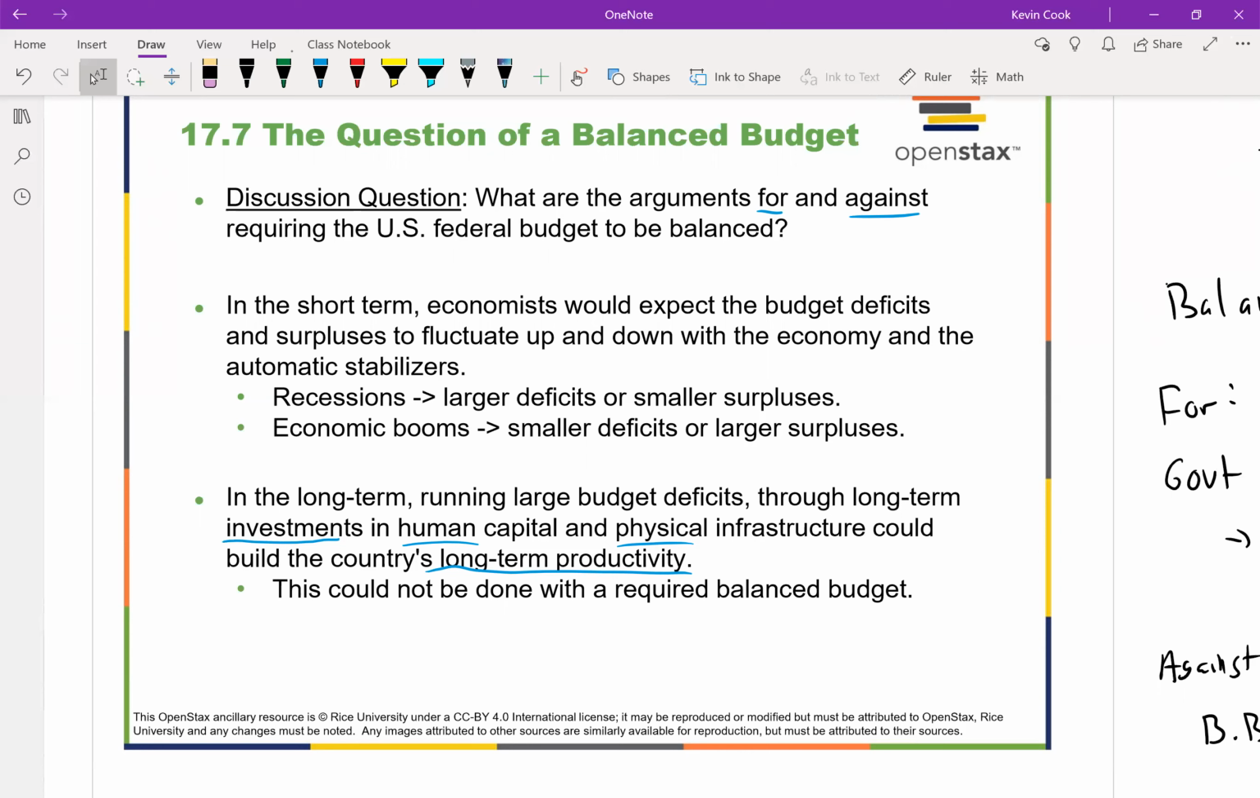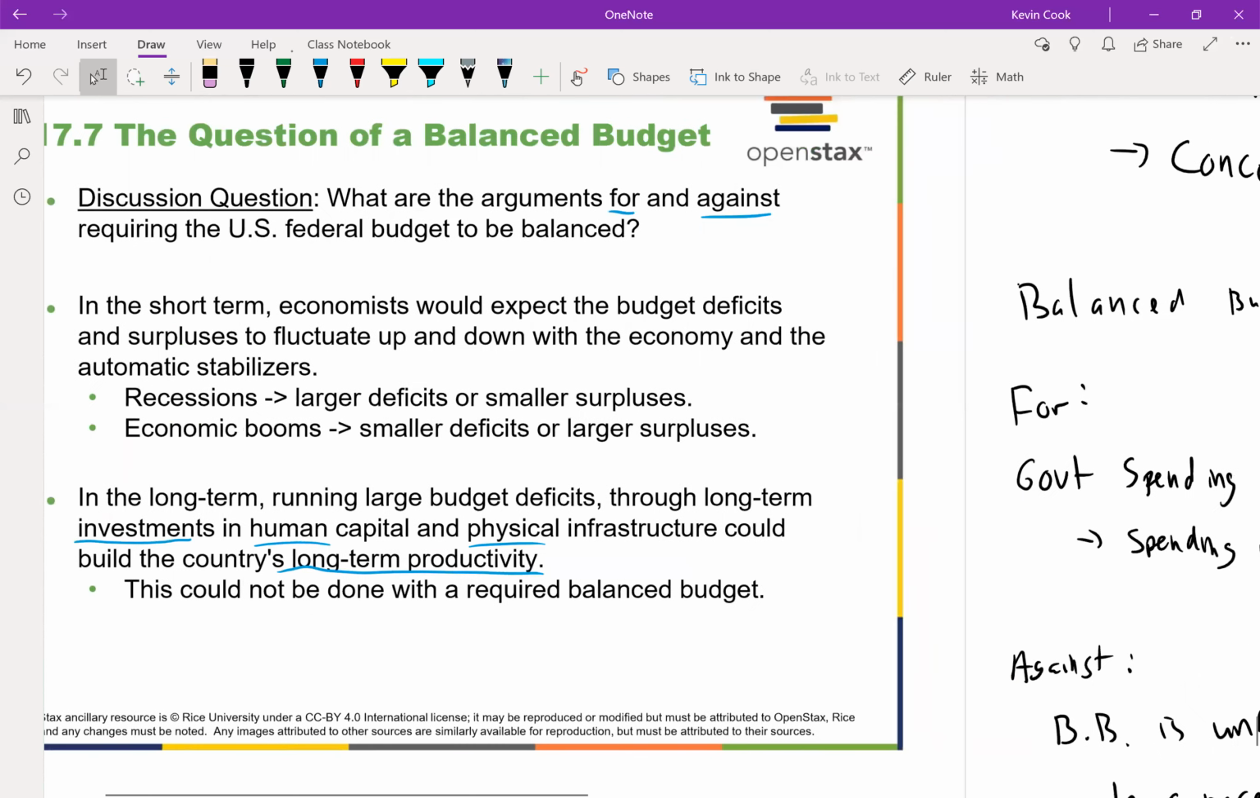So maybe I say, all right, we're going to invest in, say, new roads, or we're going to invest in education, or whatever the case is. We make this investment, but then the return on it will hopefully be better than the investment that we put in. And to make these investments, we might have to take out a loan against tomorrow. So again, if we have a balanced budget in the long run, we wouldn't be able to do this.